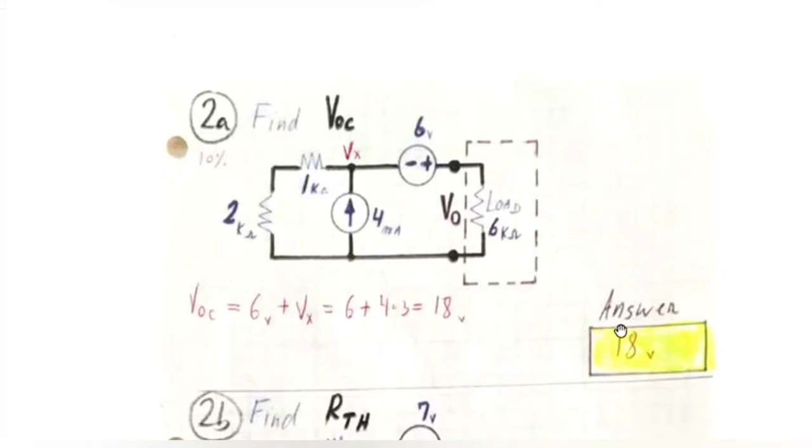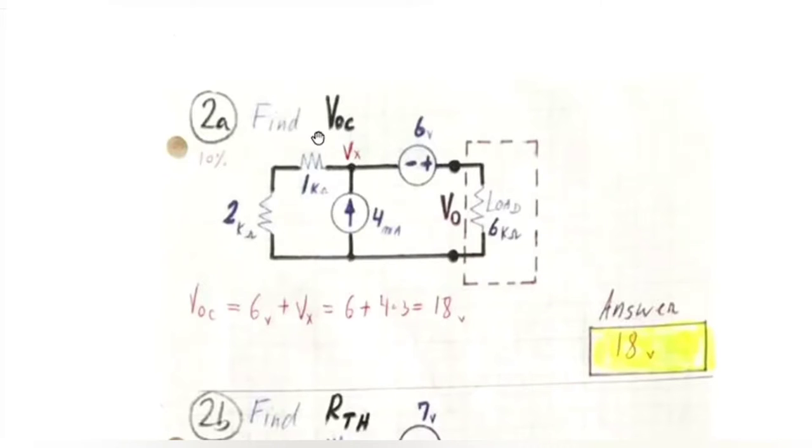So 2A, V open circuit. What is V open circuit here? The voltage from Vx to here is 6, right? So what is the voltage? What is the voltage Vx?